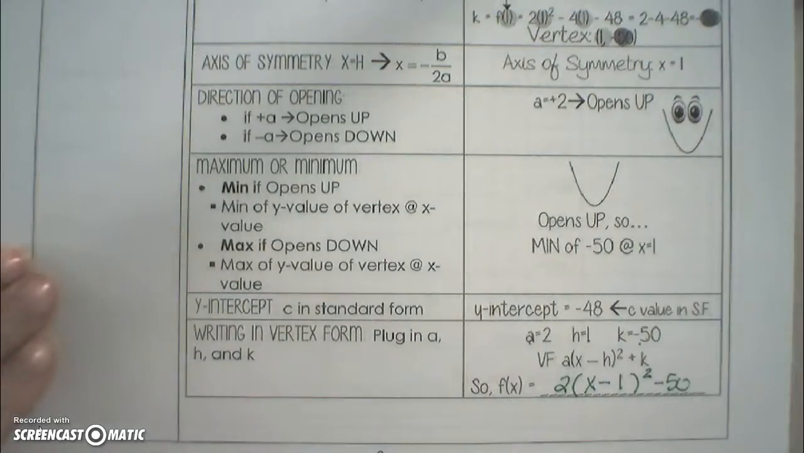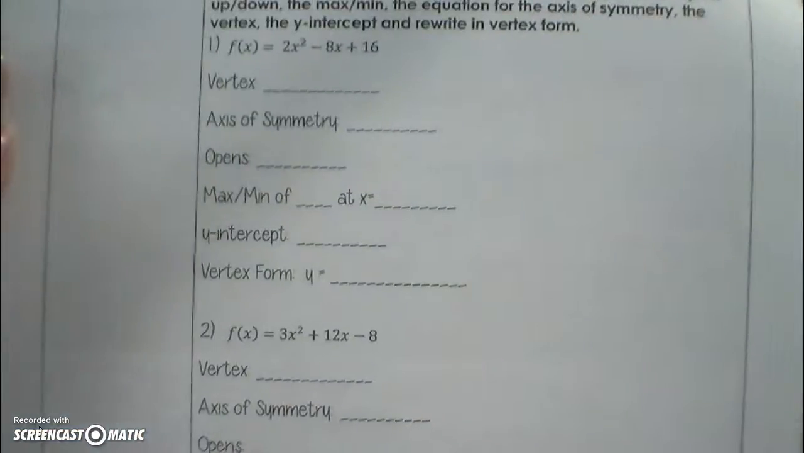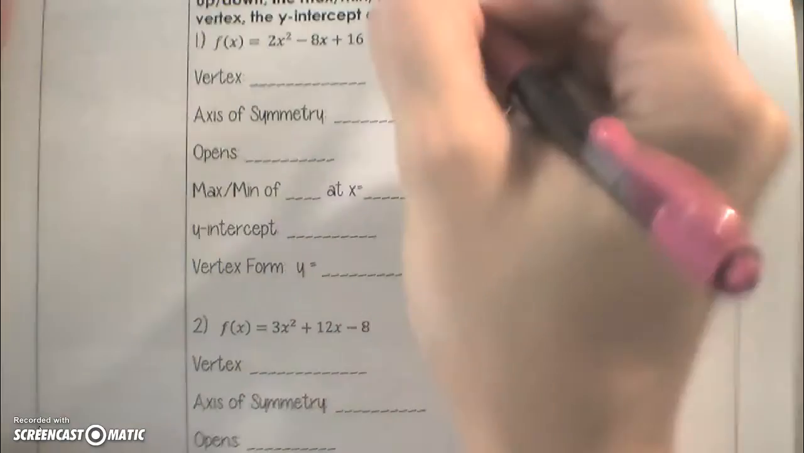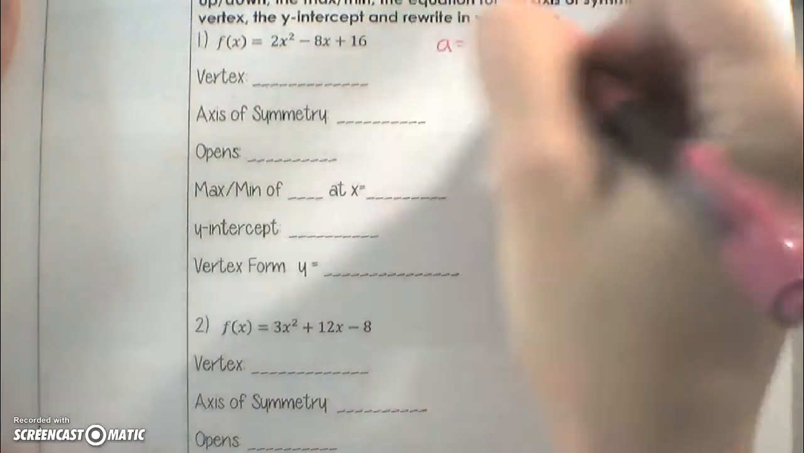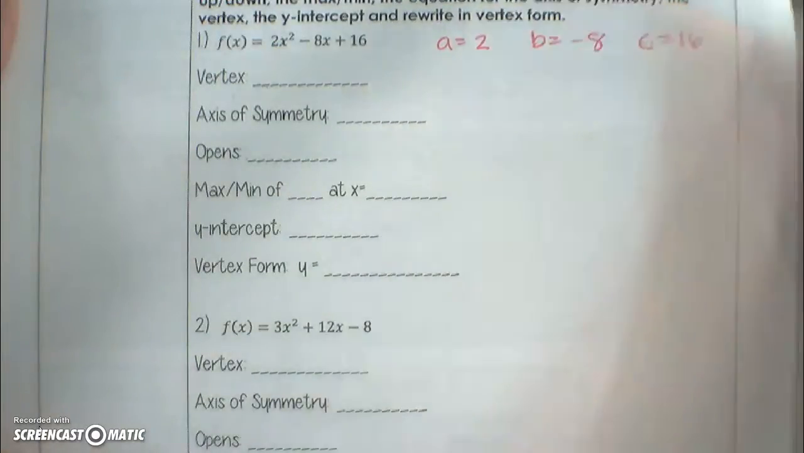So let's go ahead and try a couple of examples together, because I think that will be the ticket for you. We're going to do 2 together, and I'm going to have you try one on your own. So for this first one, let's label A, B, and C first. So A is 2, B is negative 8, and C is 16.